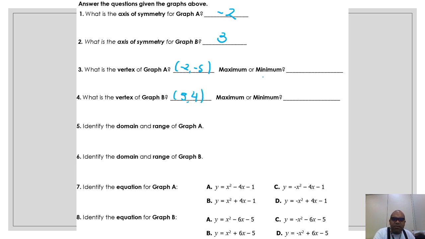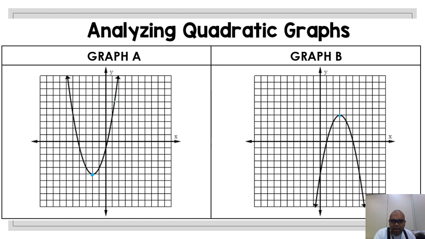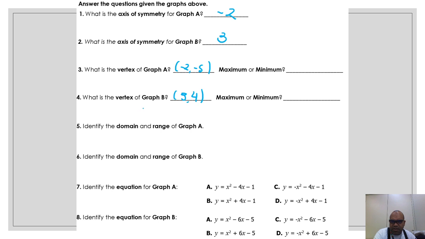Is it the maximum or minimum? Let's look at graph A. Guys, graph A opens up, so I have a minimum point. It is minimum in this case. And what is the opposite? It's maximum.